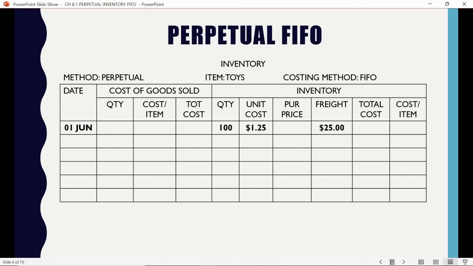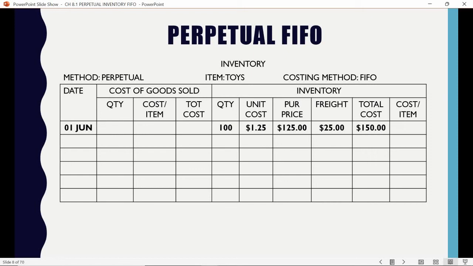So in this case, if you notice this, the first three columns here is my cost of goods sold. In this case, I'm not selling anything, I'm purchasing. So that's exactly what I did here. I'm on my purchasing section, where I got 100 units at $1.25 each with a freight of $25. So there you go. I figure out what my purchase price is, which is 125, quantity times unit price, plus a freight of 25 to give me my total cost of 150.